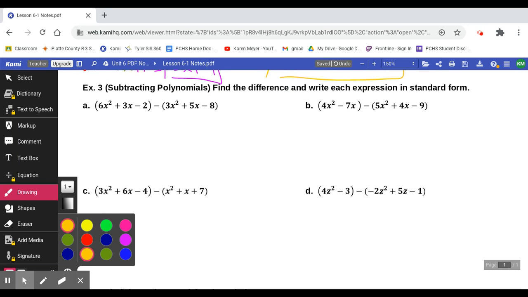Now, instead of adding, we are going to talk about subtracting polynomials. And for subtracting polynomials, these are always going to have parentheses in them. And here's the catch. When you distribute a negative or a minus sign, subtraction sign, whatever you want to call it, it does change things. Because a negative times a positive is a negative, and a negative times a negative is a positive. So this time when you distribute, you will change the signs of the second parentheses.